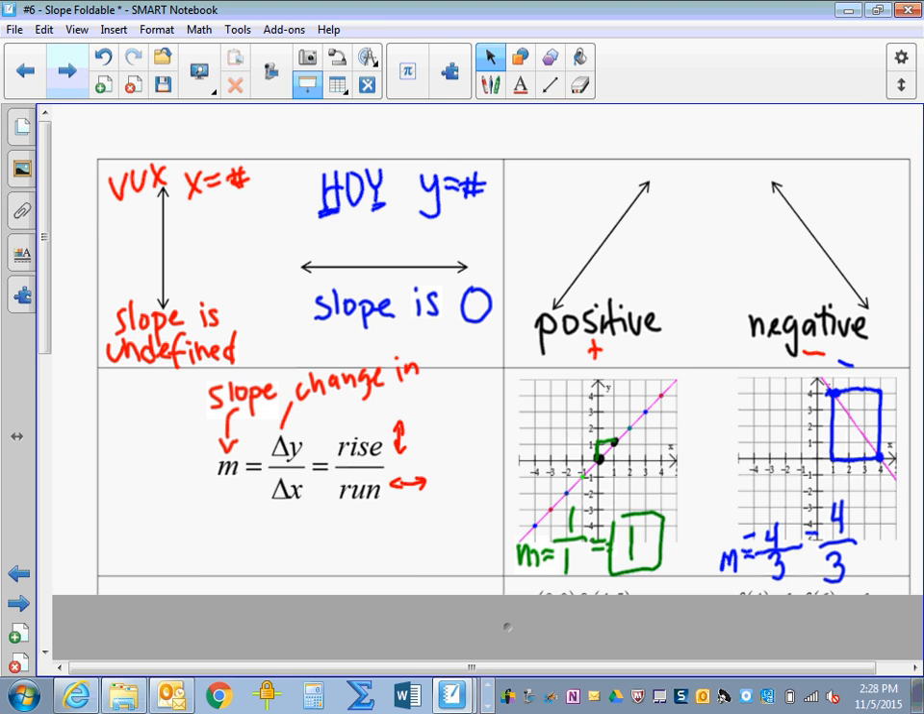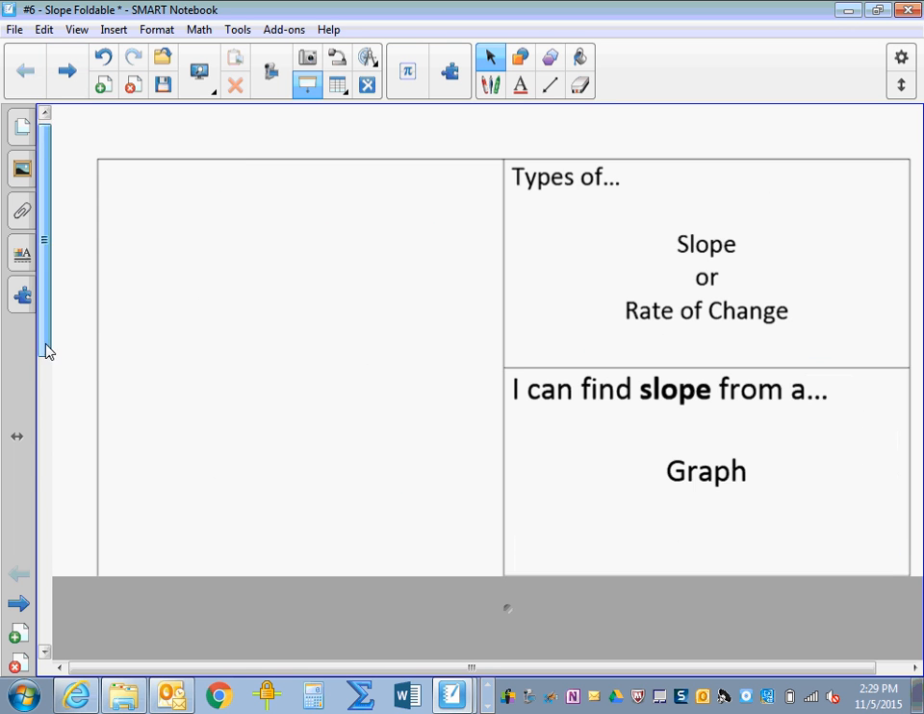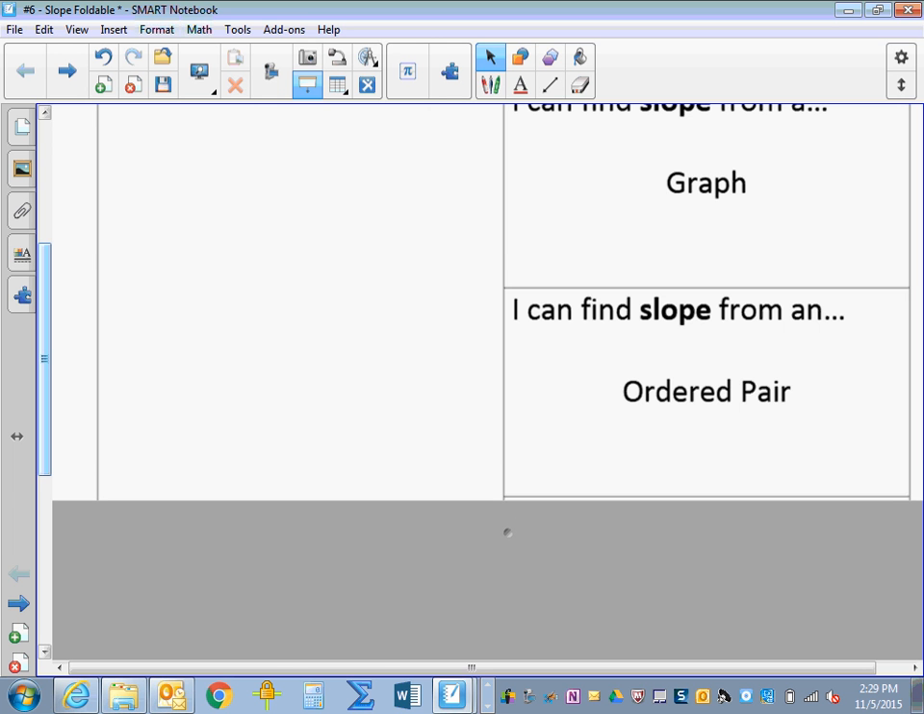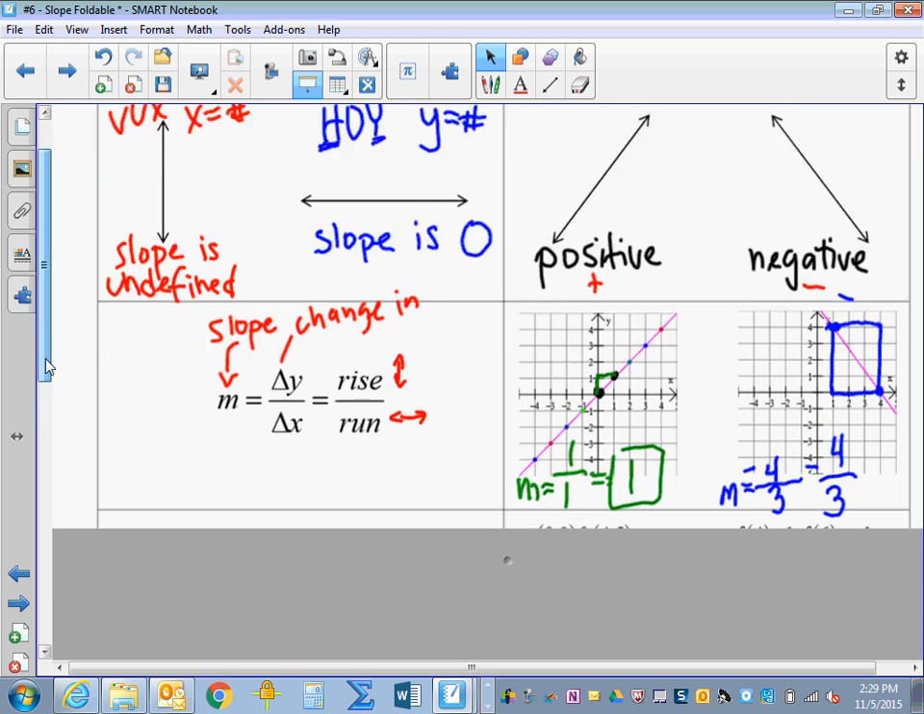All right, the next flat. What about when we have ordered pairs given to us? What is an ordered pair? X and Y value, right. So next up is an ordered pair. And an ordered pair is our X and Y value. And in order to find slope from an ordered pair, we actually have to have two of them, two ordered pairs. And you'll see that's our next block here.